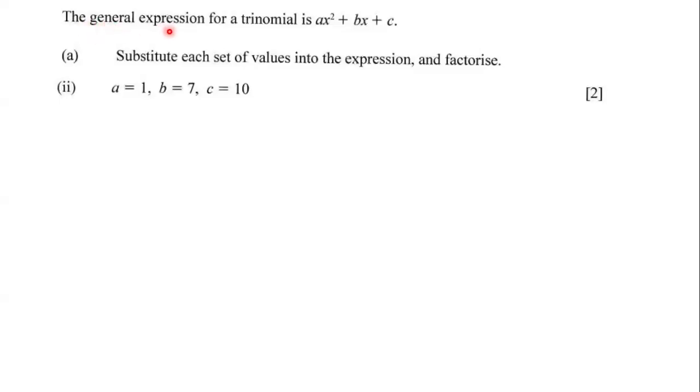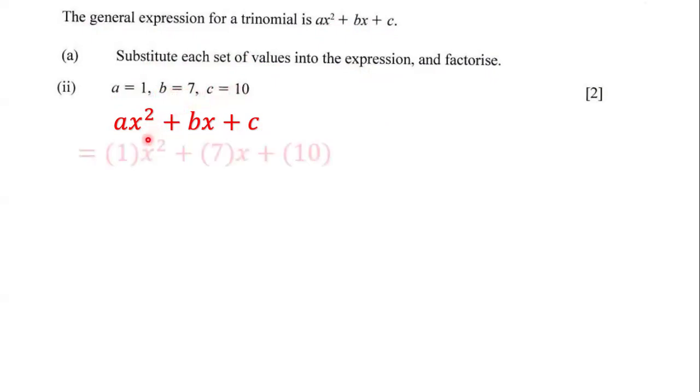The general expression for a trinomial is ax squared plus bx plus c. Substitute each set of values into the expression and factorize. And so notice that we have ax squared plus bx plus c. Here, a is equal to 1, b is equal to 7, and c is equal to 10.